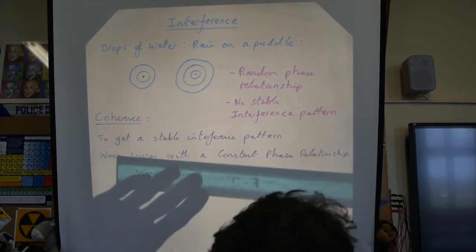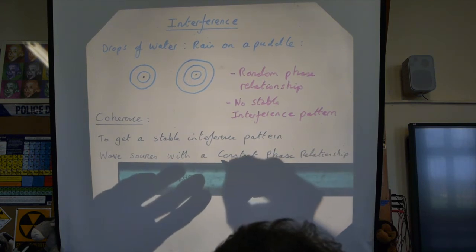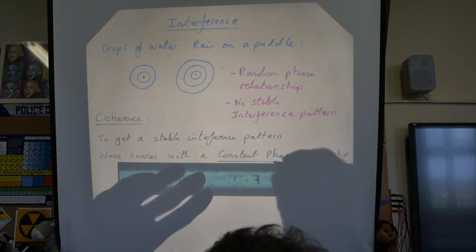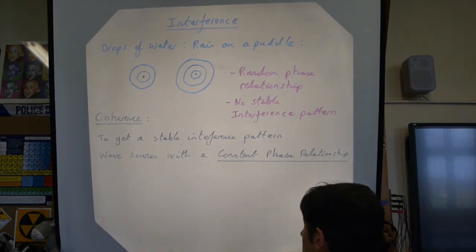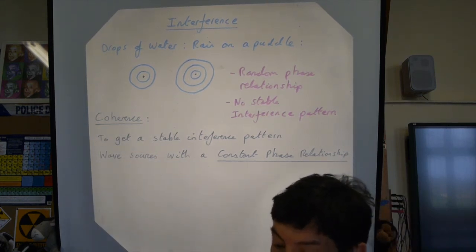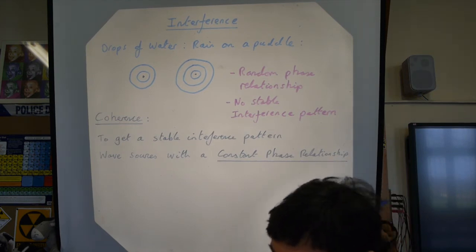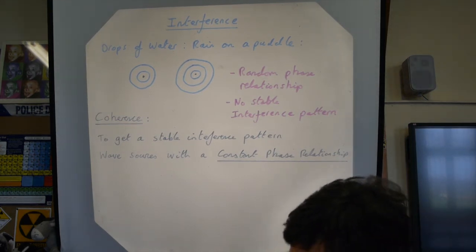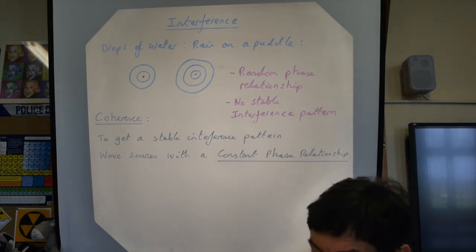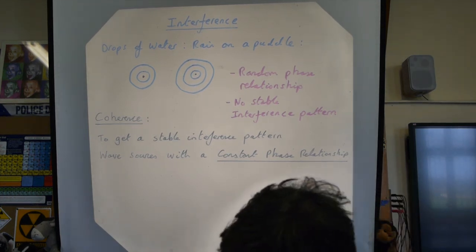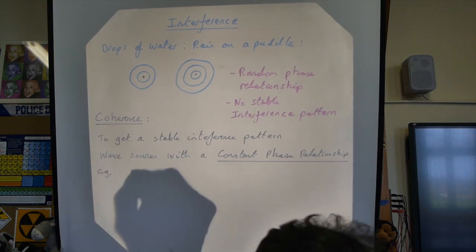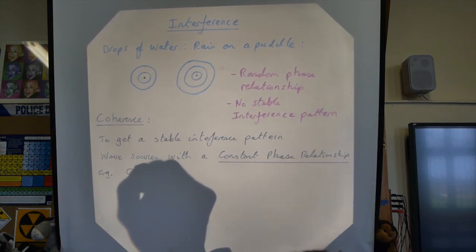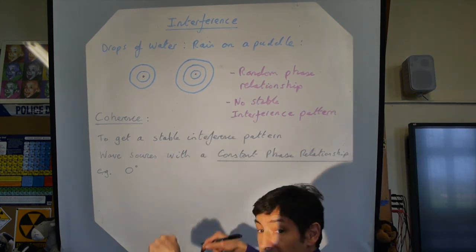So often you get questions on this, and it either asks you what you need to make it work and why it doesn't work with some wave sources, and we'll look at that in a second. But they might ask you, what do we mean by coherent wave sources? Okay, so what it means is there's a phase relationship between the two sources, and there can be a difference, for example, of no degrees. Okay, so they're in phase.